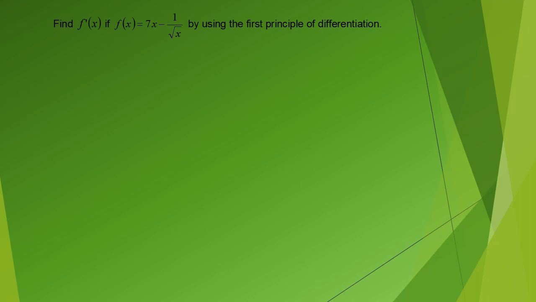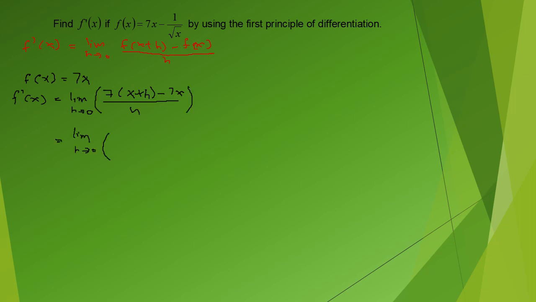Next example, find f prime x if f(x) equals 7x minus 1 over square root x by using the first principle of differentiation. So we will find f prime x by using the formula limit h approaches 0 of f(x+h) minus f(x) divided by h. For this question, we can solve for the function 7x first. We find f prime x for 7x, so substitute into the formula. So we have 7(x+h) minus f(x), which is 7x, divided by h.